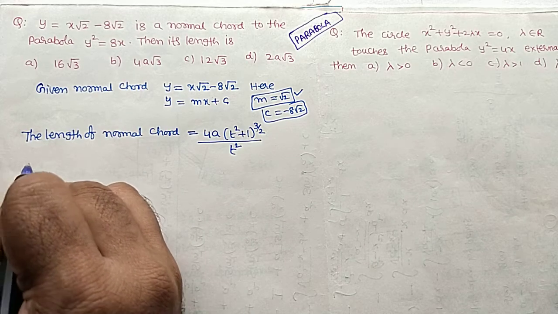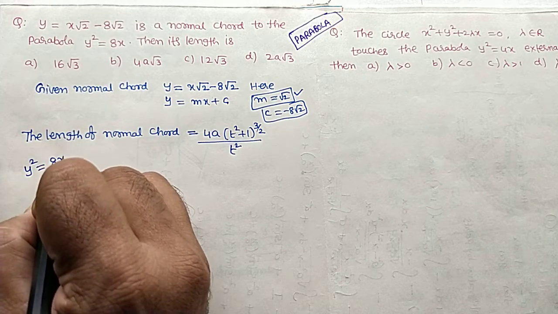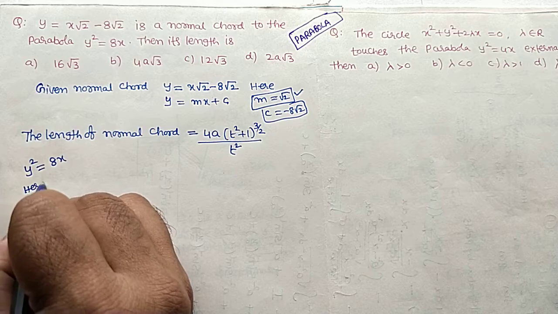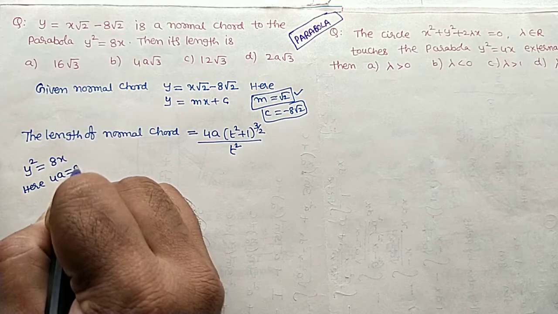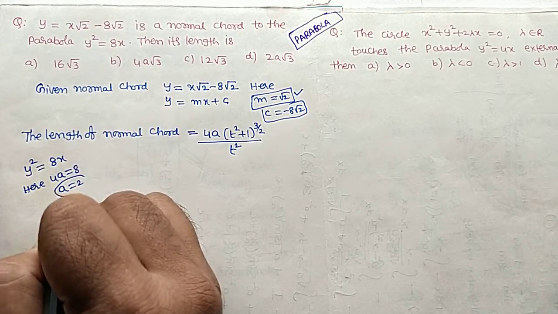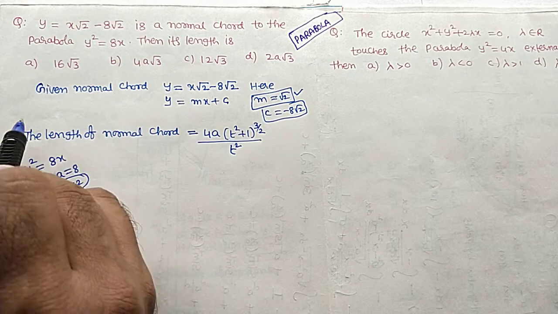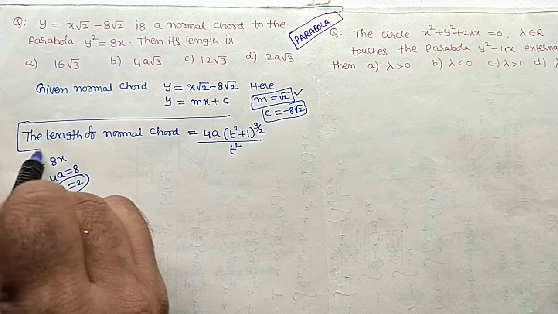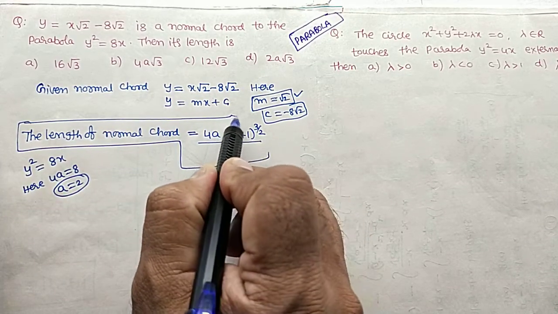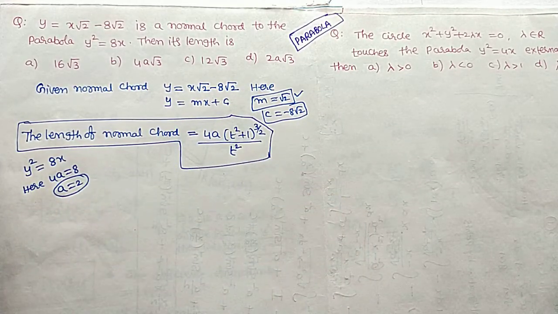From the parabola y square is equal to 8x, here 4a is equal to 8, so a is equal to 2. The a value also we got. To get this t value in terms of m, we are going to calculate that. You have to observe that.